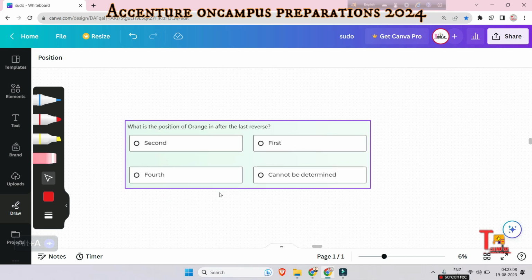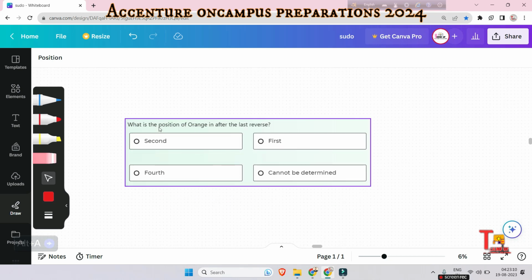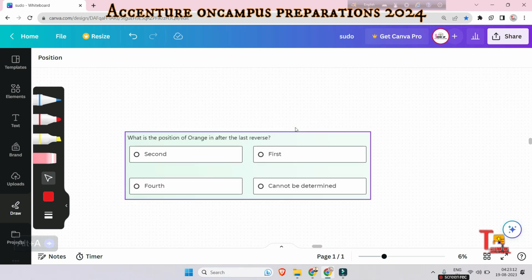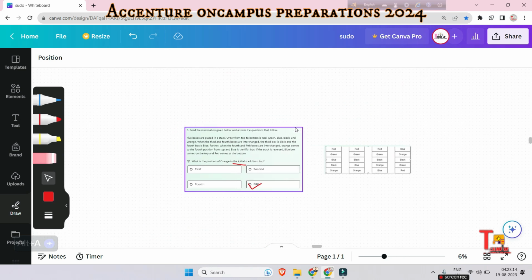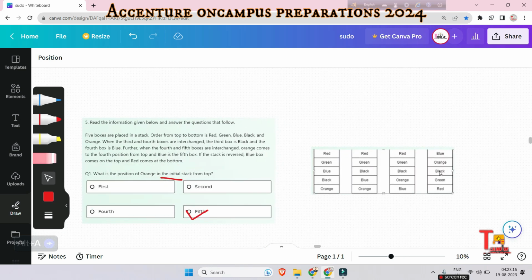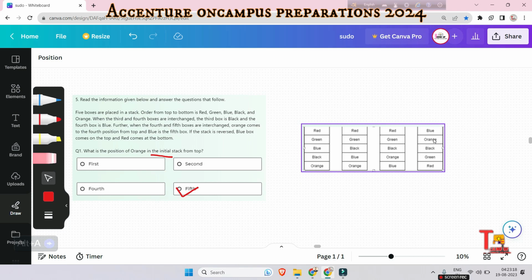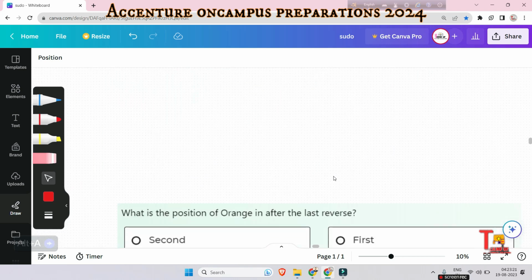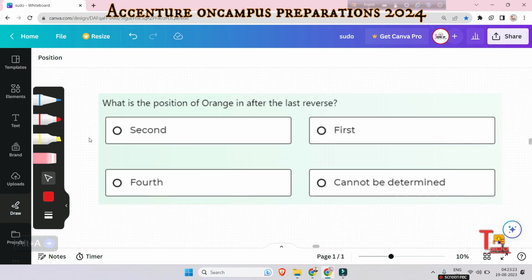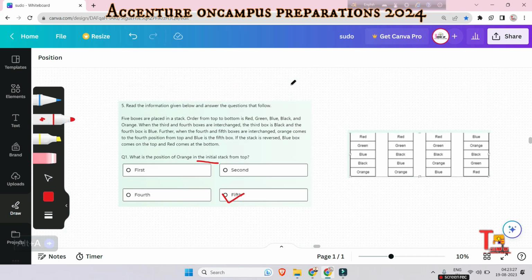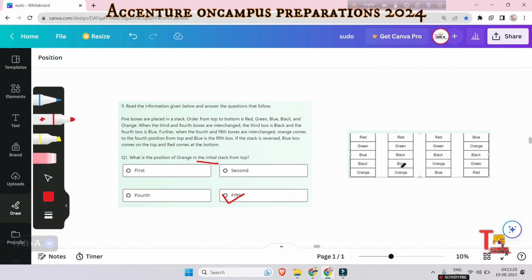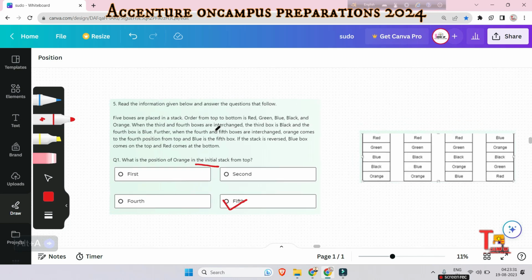what is the position of the orange after the last reverse? What is the position of the orange at the last reverse? So at the last, orange is at the second position, right? So at the second position, actually this table is not given to me, I just made it by myself.